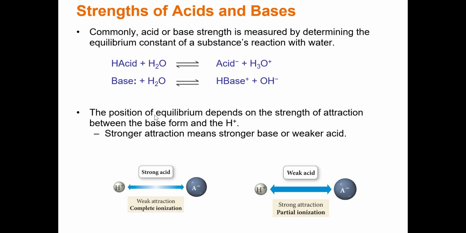So we're showing that down here for a strong acid. This is a weak attraction, so it's easy to break it. So you almost think of a strong acid as being weak, in that you can break that bond. Whereas for a weak acid, you have a stronger bond there, so it only partially ionizes.